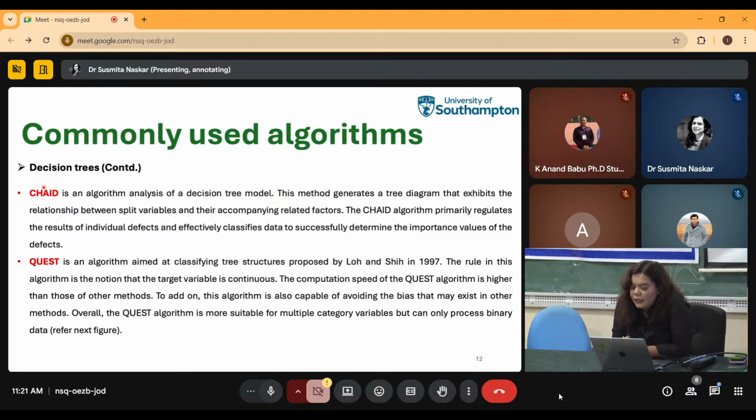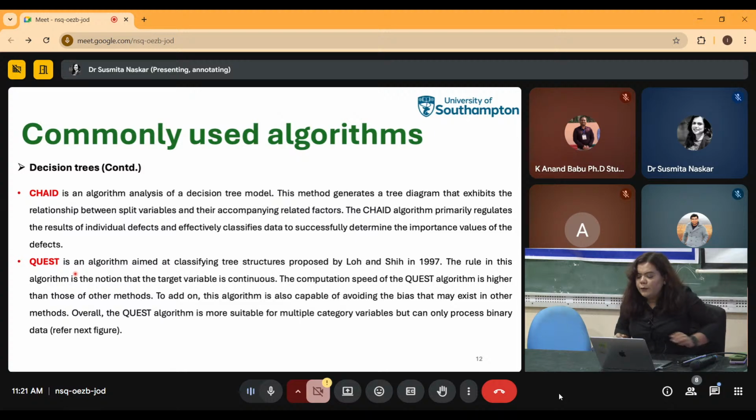For example, you can think about trying to evaluate individual defaults or classify them effectively. Those are the places where we use this kind of model when we are dealing with datasets where the relationship between the variables is very complex and needs some kind of statistical validation. That's the time when we do use it. Whereas QUEST is another algorithm that we generally use for very quick, unbiased and efficient analysis.